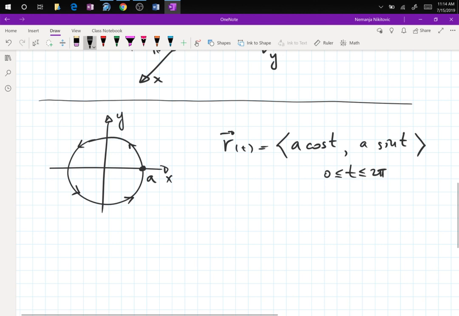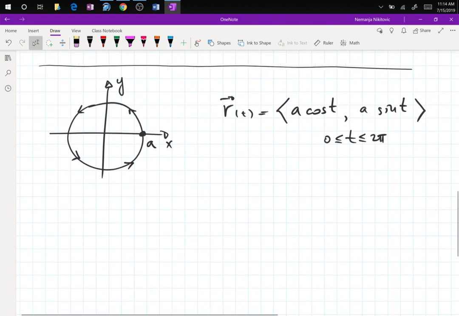So all of the features that we reviewed on day one for parametric equations are still here. We're just writing it differently and calling it a name, which is vector valued function.